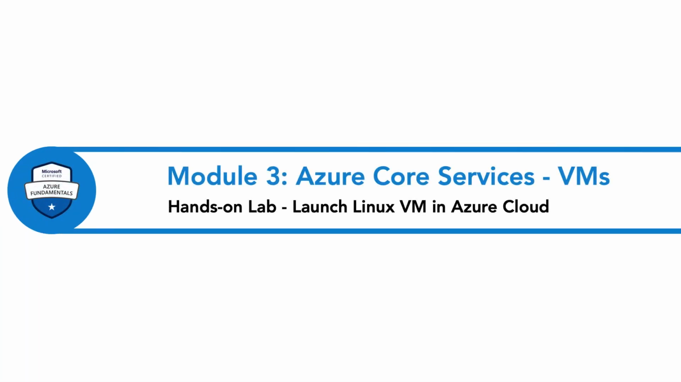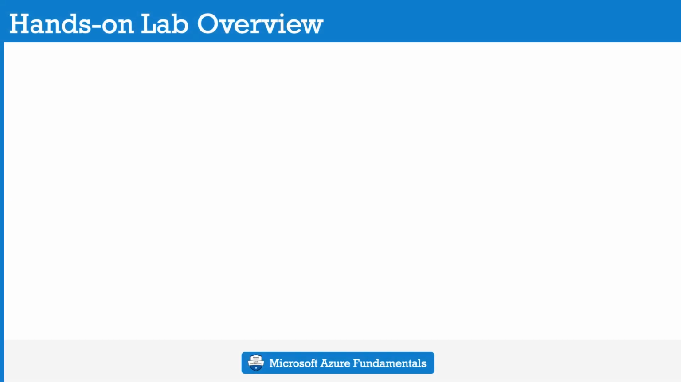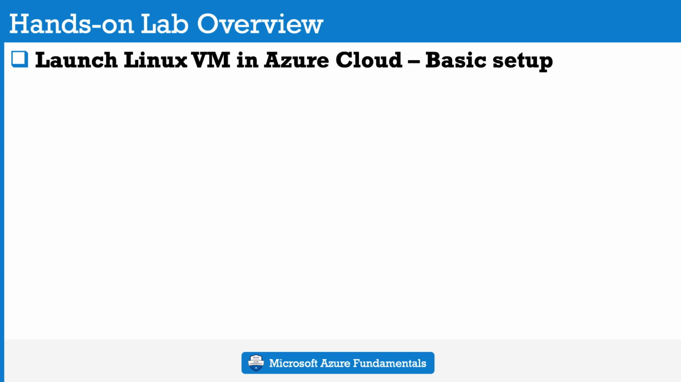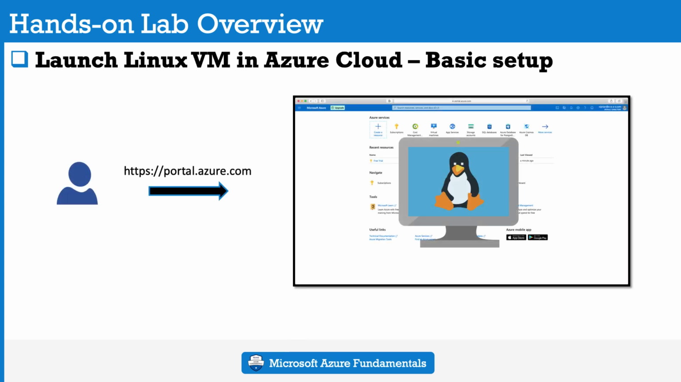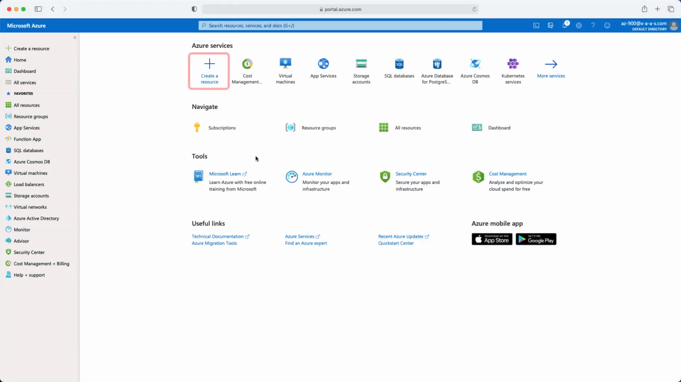In this lecture, we will launch our very first Linux virtual machine in Azure Cloud. We will start slowly with the basic setup. There are definitely other options available, such as Azure CLI or PowerShell, that we could be using in order to deploy a virtual machine in Azure. But for now, we will continue with Azure Portal. So let's switch over to Azure Portal and get started.